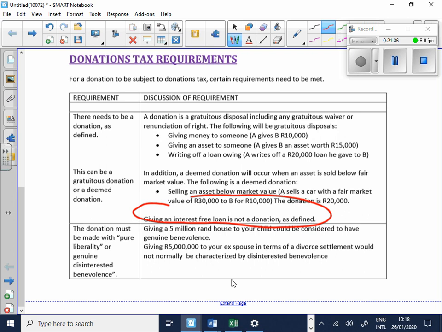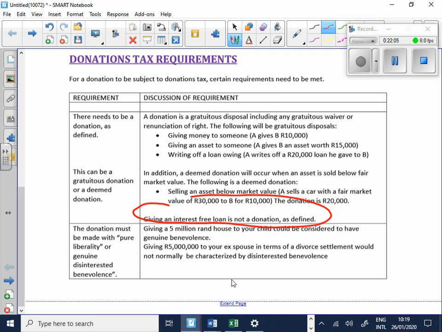Yes? Does that make sense? So often with the BEE transactions, we're going to give you this, but it's going to be cheaper than normal. Guys, comfortable? So is there gratuity included inside that? There is gratuity inside that. You guys understand? But what the courts have said is that for it to be donations tax, it must be pure liberality or genuine disinterested benevolence.